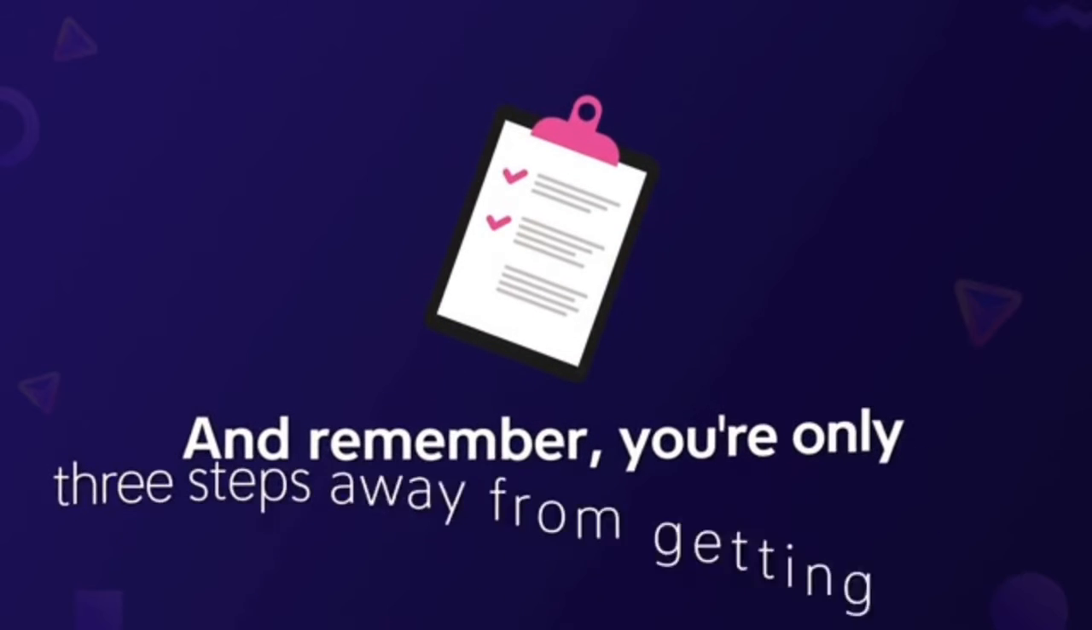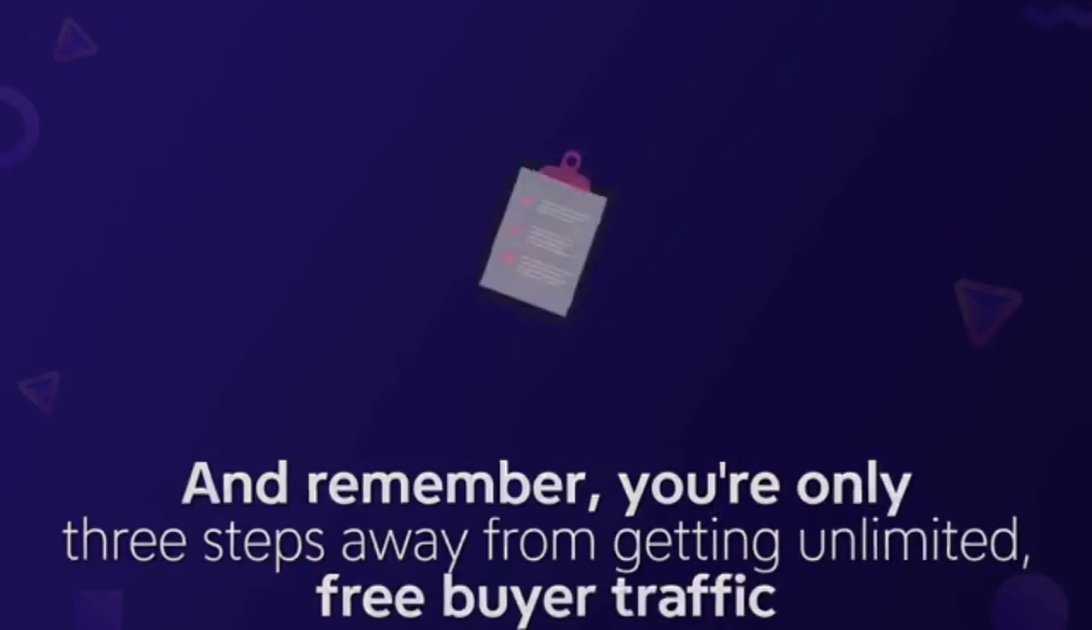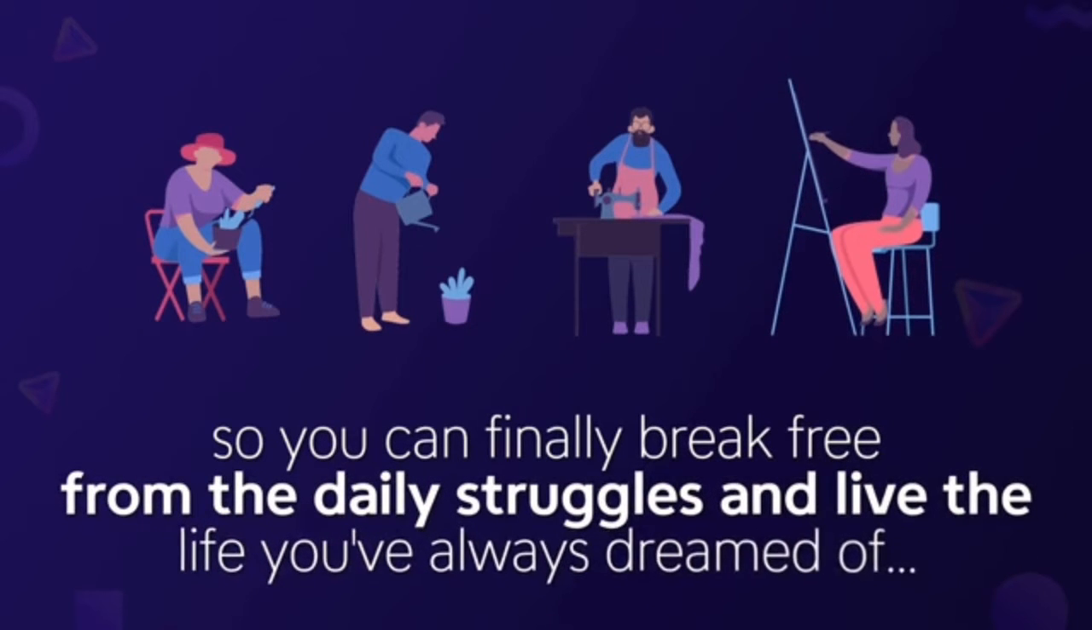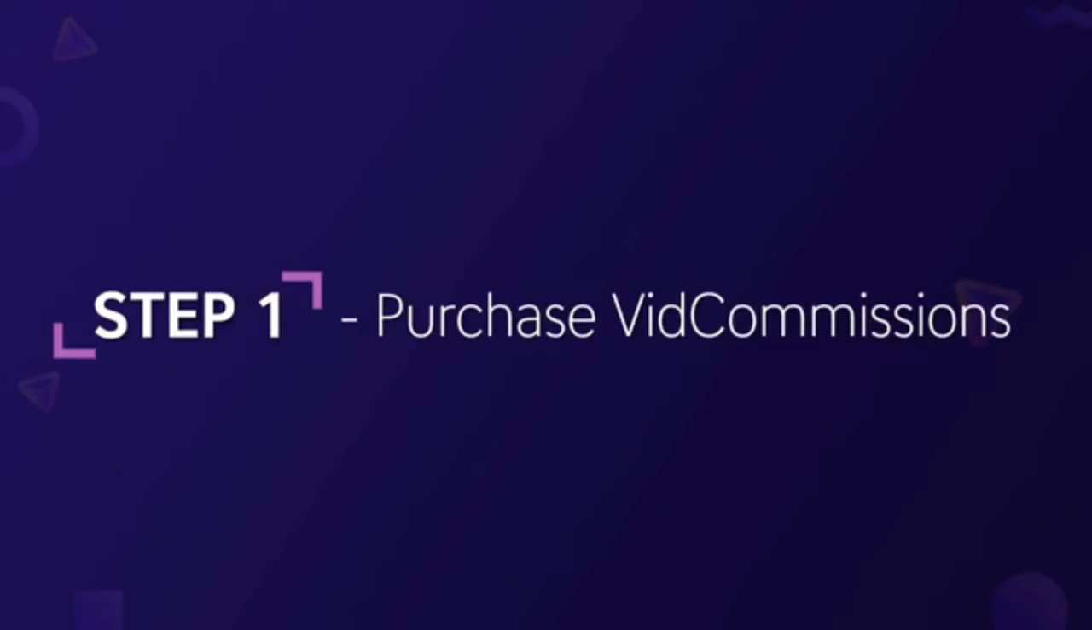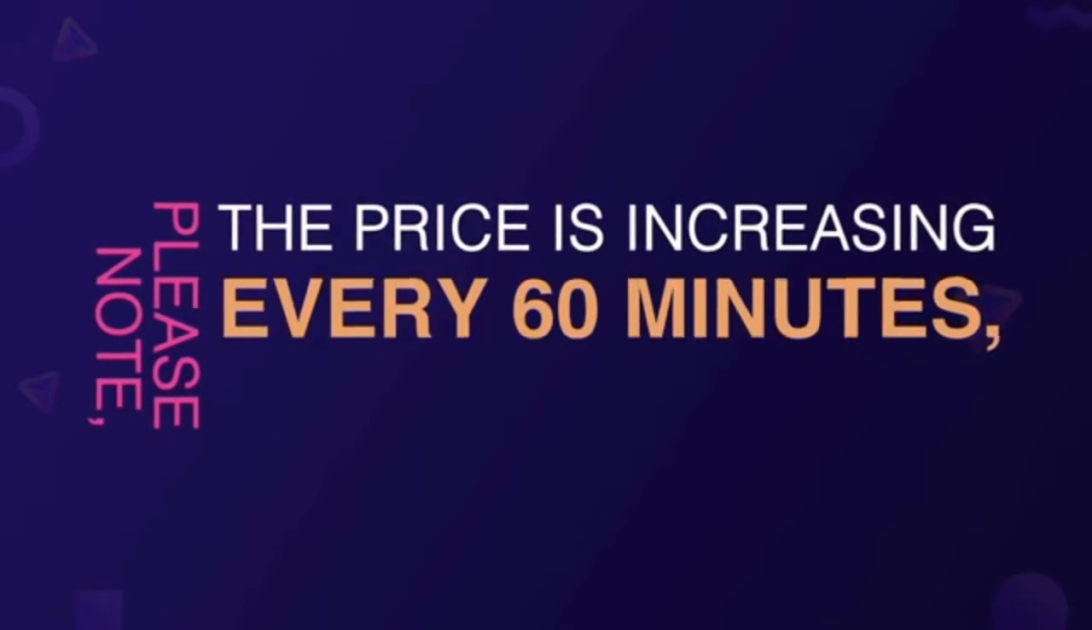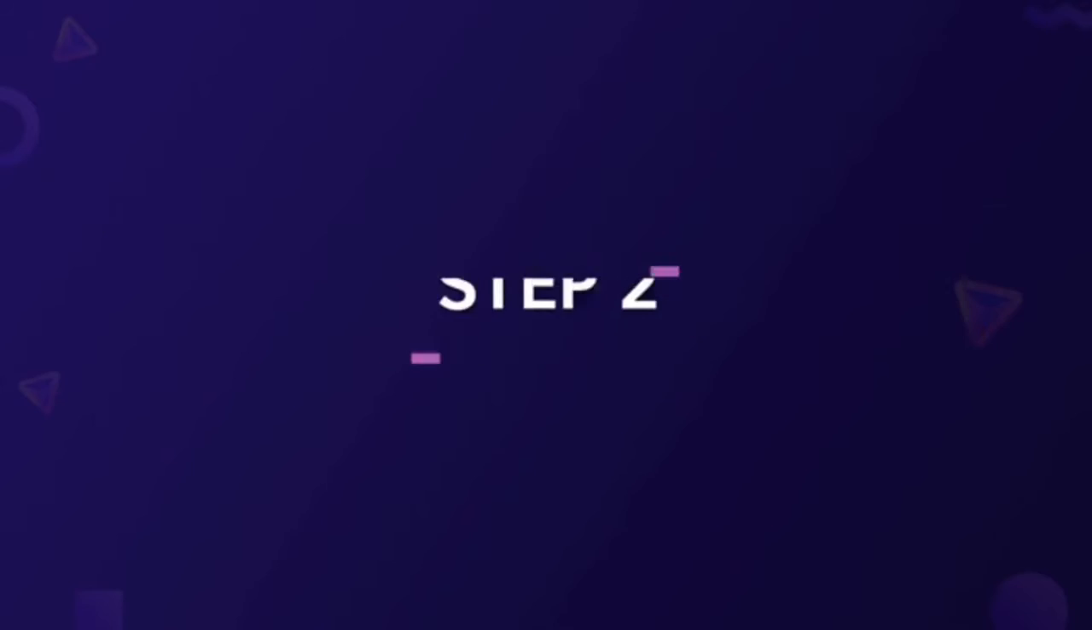And remember, you're only 3 steps away from getting unlimited free buyer traffic, so you can finally break free from the daily struggles and live the life you've always dreamed of. Step 1, purchase VidCommissions. Quickly grab a copy before the price increases. Please note the price is increasing every 60 minutes, so please be quick.